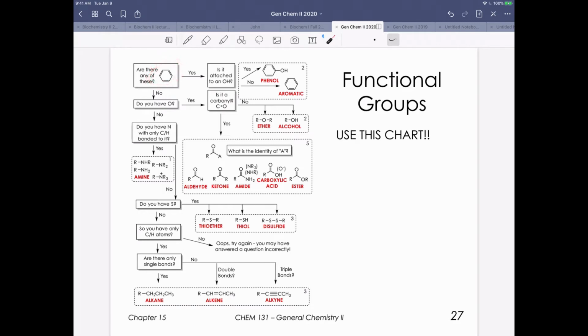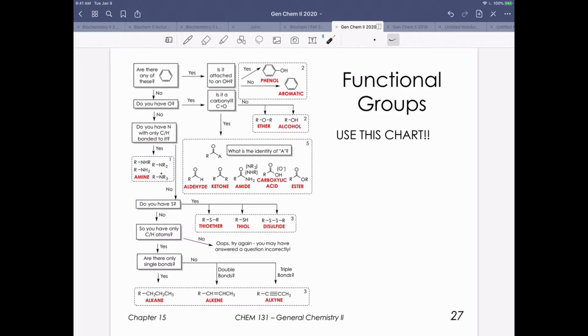If you don't have one of these, or if you're looking at naming an additional part in a molecule, now we're going to go down and ask about specific heteroatoms that might be there. So the next question is, do you have an oxygen atom? If you do, you ask, is it part of a carbon that's double bonded to an oxygen? We call this a carbonyl group.